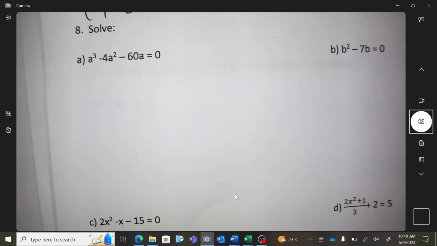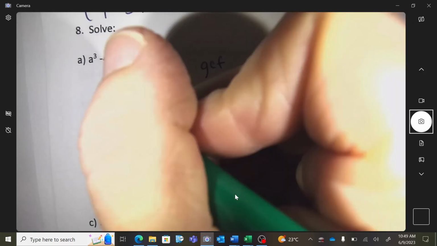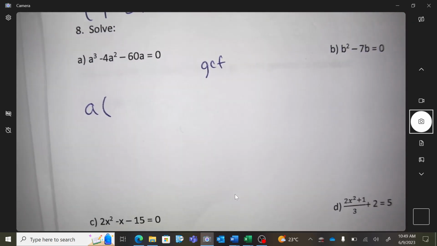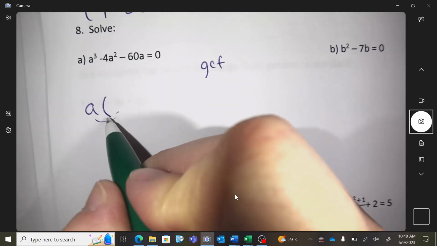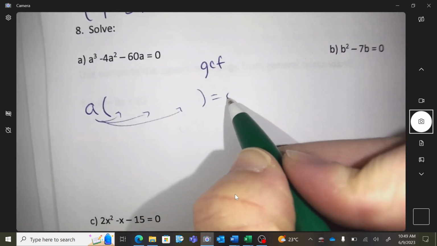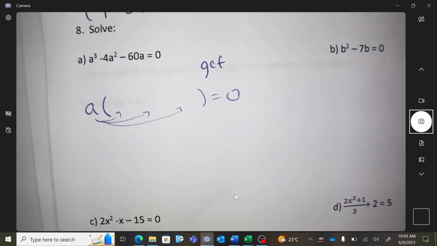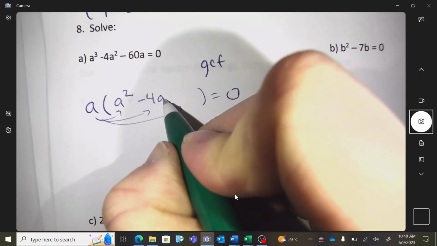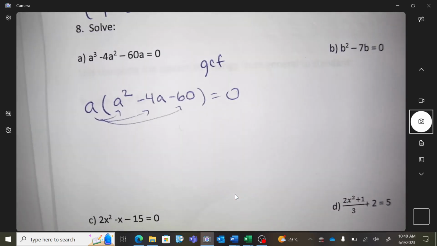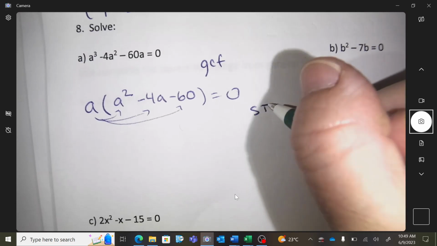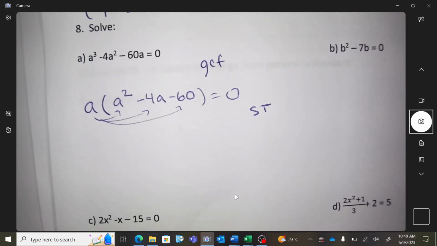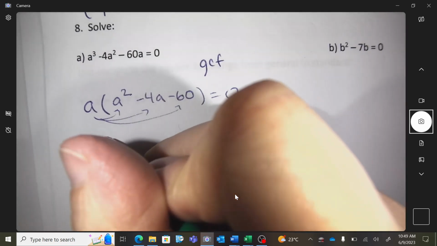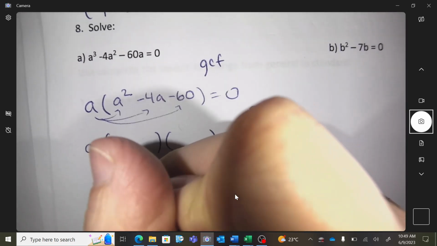So how will I attack this one? What's the style? GCF. A can come out of all of those units. So if I take an A out, I get A squared on that one, minus 4A, minus 60. Okay, now I can see a simple trinomial. You have to keep the A in the front. It doesn't disappear, it's still there.